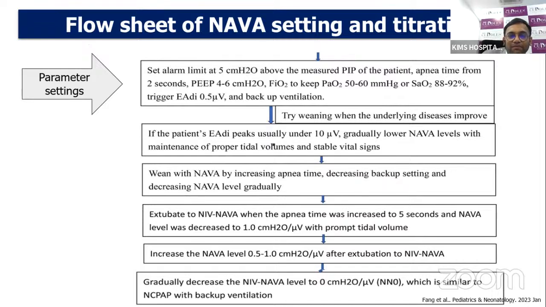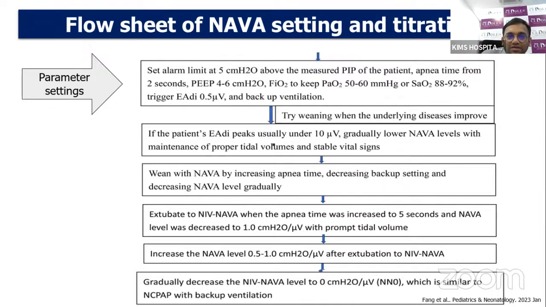We need to provide a PEEP based upon the EDA minimum, and we need to titrate the FiO2 to keep the PaO2 at 50 to 60 or saturation of 80 to 92. And as we said, the trigger will usually be around 0.5 microvolts above the EDA minimum. And for every ventilator, as with any kind of ventilation, we need to have certain backup ventilator settings.